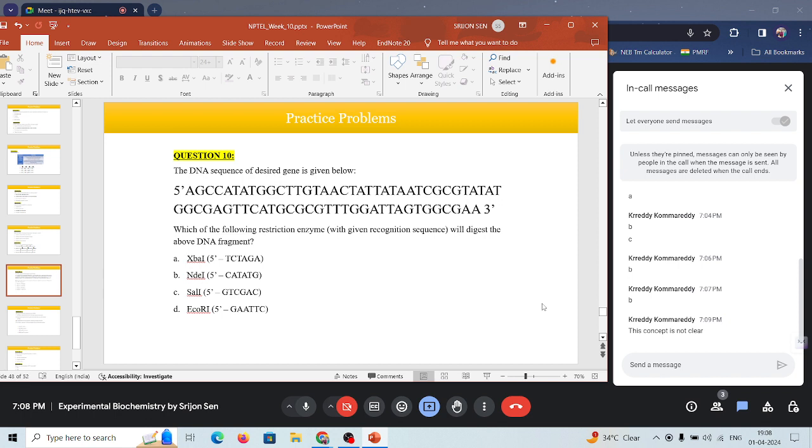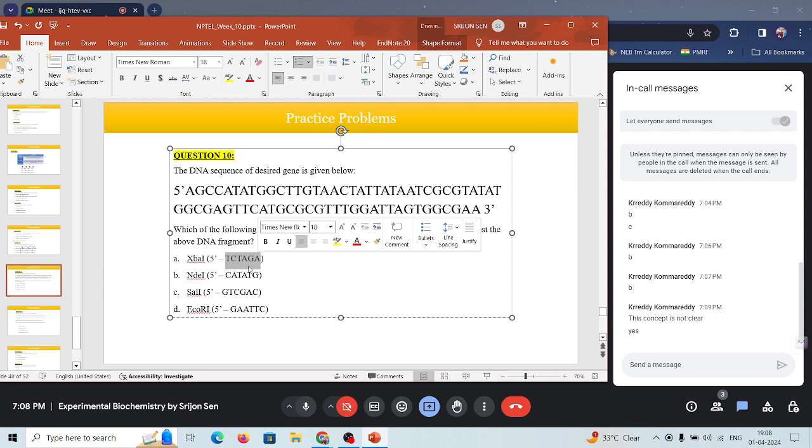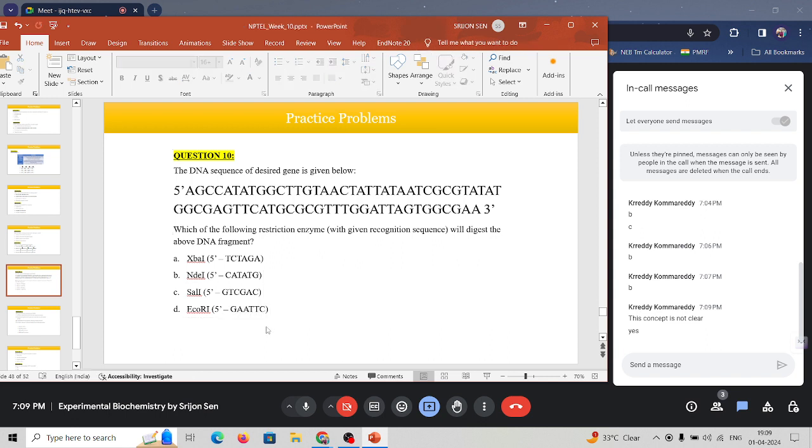Which concept is not clear? Tell me the question. Is it about this particular question? Okay. So what you have to find over here is whether there is this particular sequence or not, TCTAGA, or CATATG, whether you have GTCGAC or not, and whether you have GAATTC. Depending on which site you find over here, you recognize what is present. That will be the particular sequence that these restriction endonucleases will identify and cut.